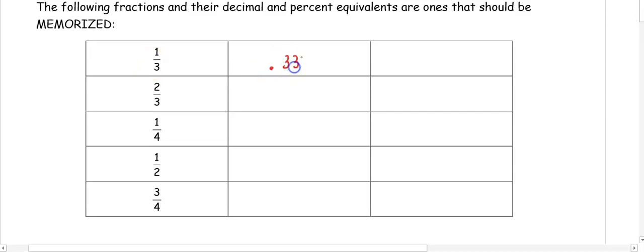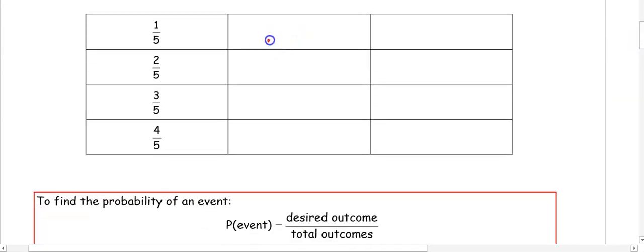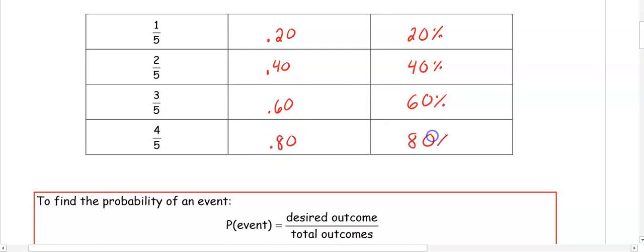1/3 is 0.333 as a decimal, which would be 33.3%. 2/3 is 0.667, which is 66.7%. 1/4 is 0.25, which is 25%. 1/2 is 0.50, which is 50%. 3/4 is 0.75, which is 75%. 1/5 is 0.20, which is 20%. 2/5 is 0.40, which is 40%. 3/5 is 0.60, which is 60%. And 4/5 is 0.80, which is 80%.